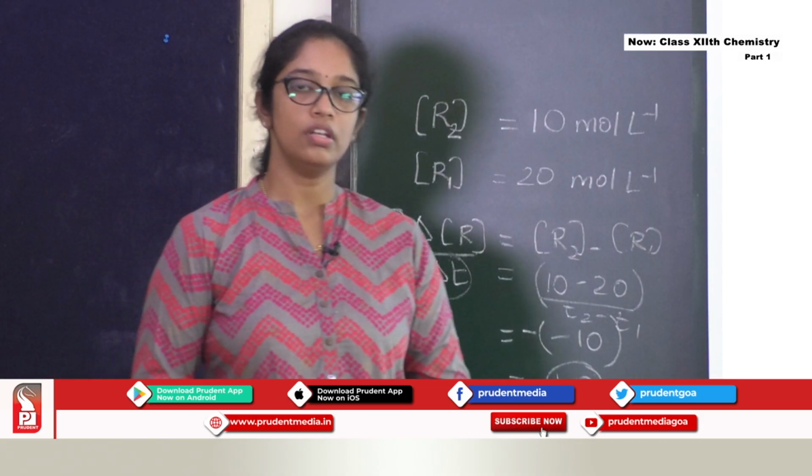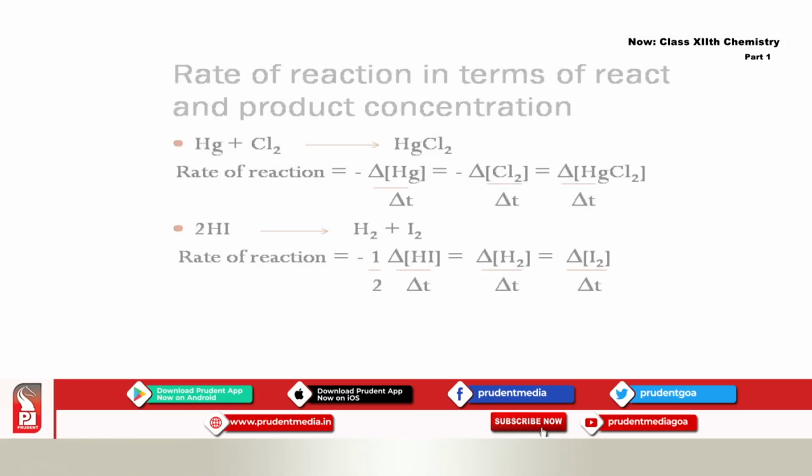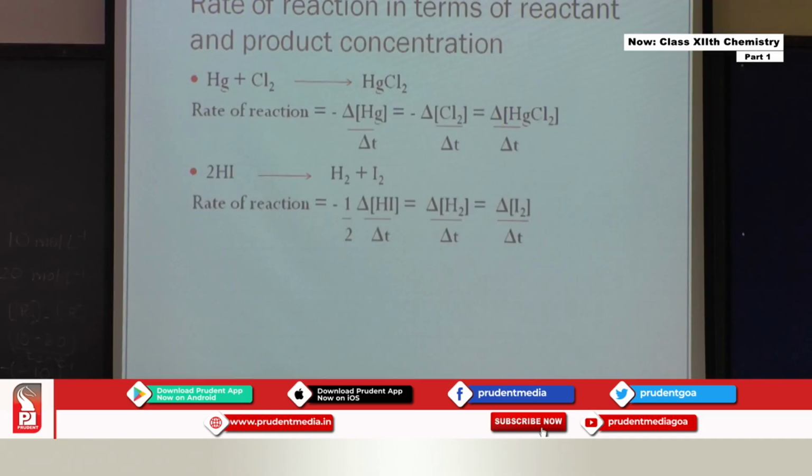Now we also need to learn how to write down rates of reactions in terms of reactant and product concentration. If you look at a reaction, mercury and chlorine reacting to give you mercury chloride, the rate of the reaction can be written in terms of reactant as well as in terms of product concentration. Whenever we write the rate in terms of reactant concentration, for mercury it's written as negative delta [Hg] upon delta t. Here I've written average rate and not instantaneous rate. You could also write the instantaneous rate, you just have to replace delta by d, because that represents a very small change in concentration.